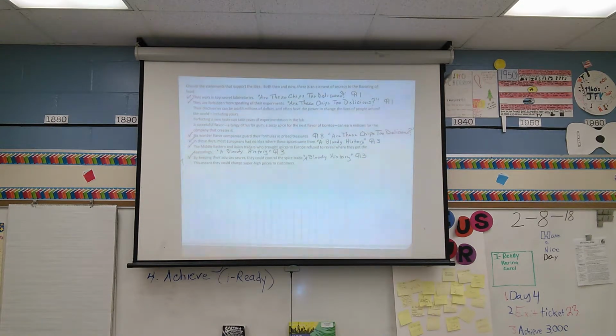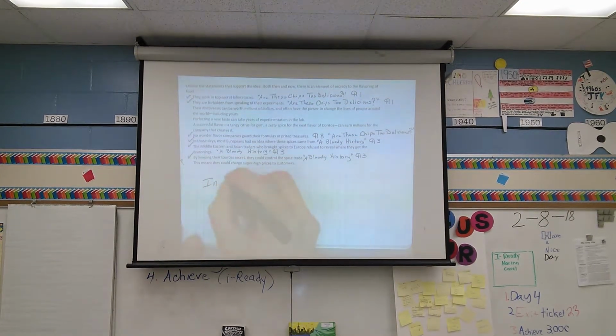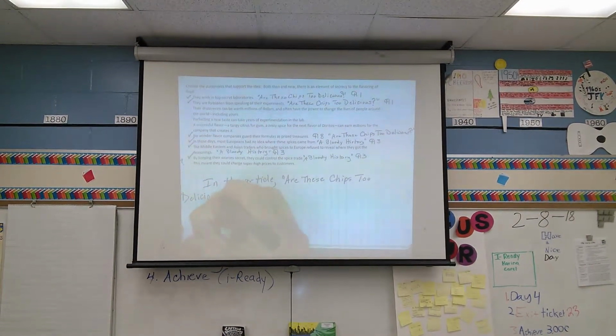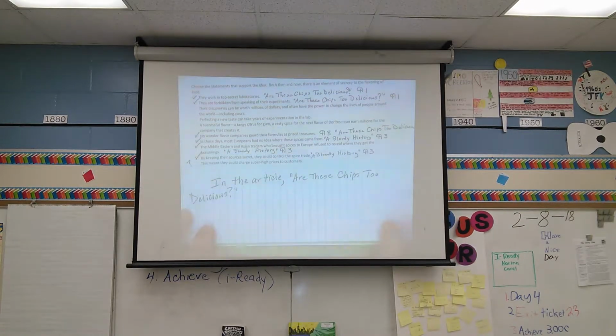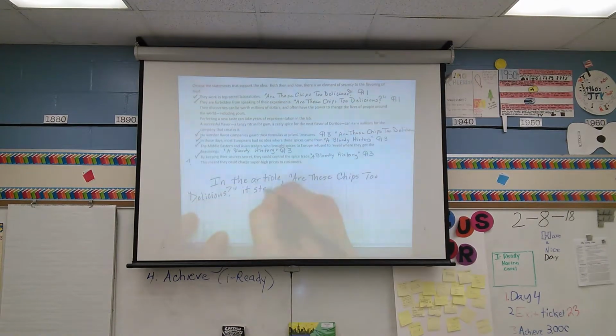So one of the ways in which you can cite this text is by saying, and please write this down, in the article, and the article title goes in quotes, Are These Chips Too Delicious? And you close the quote after the article title. So in the article, Are These Chips Too Delicious? It states, and I'm going to quote, they work in top secret laboratories.